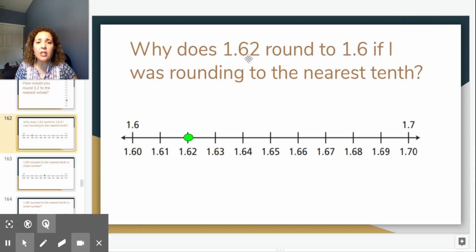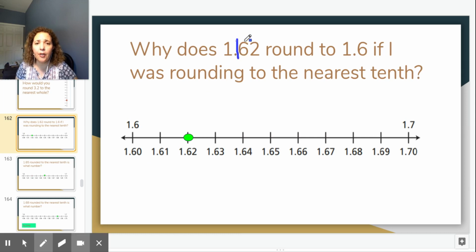Okay, if I was rounding to the nearest tenth, and with my method, you box in my place value and you look at the number to the right of it. Why would 1.62 round to 1.6 and not 1.7? Stop the video and see if you can figure it out. Right, because it's only 1, 2 away from 1.6. You have a lot further to go, right? 2 or less, 0, 1, 2, 3, 4, round down, so it rounds to 1.6.